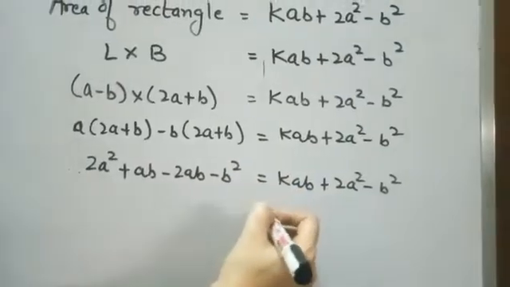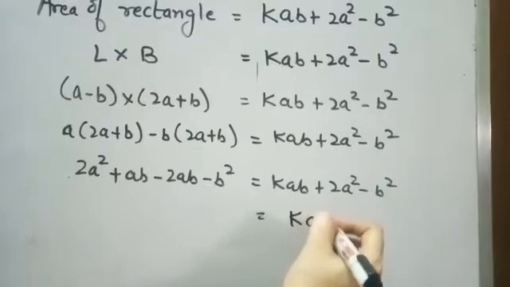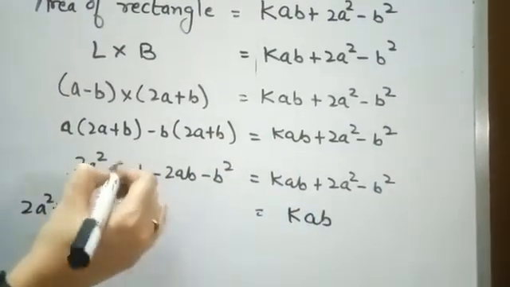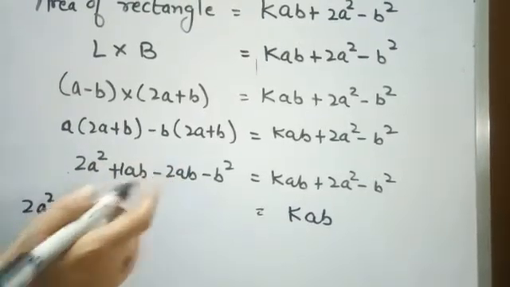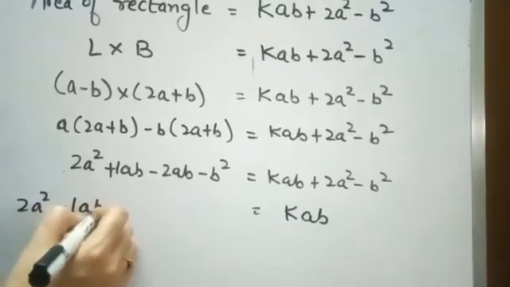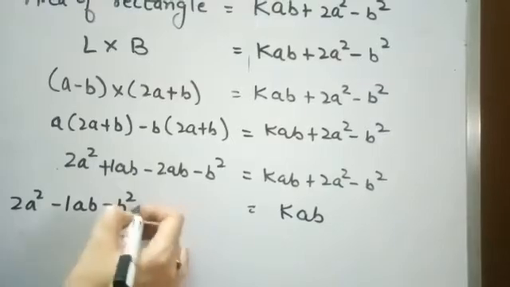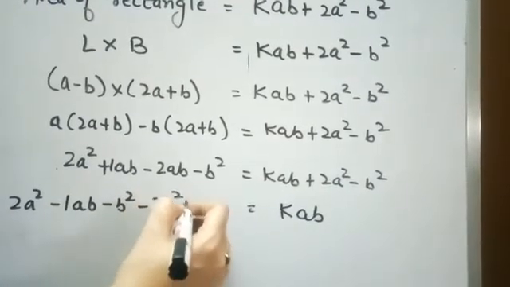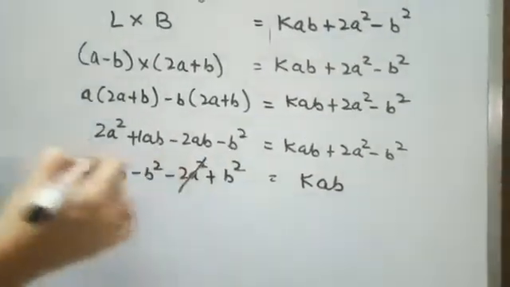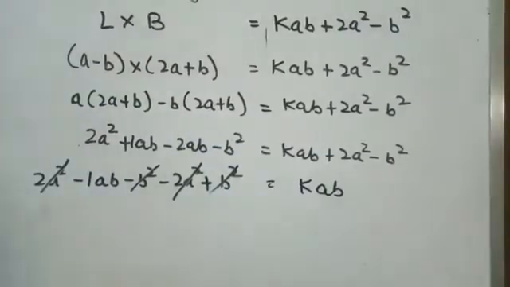We have to find the value of this k, so all the terms should be shifted there except k. kab is equal to 2a square plus, these are like terms, 1ab minus 2ab, so minus 2 plus 1 will equal minus 1ab, minus b square. When these two terms shift to the LHS, their sign will change. It will become minus 2a square plus b square. See, 2a square minus 2a square, the terms get cancelled off. Minus b square plus b square, the terms get cancelled off.